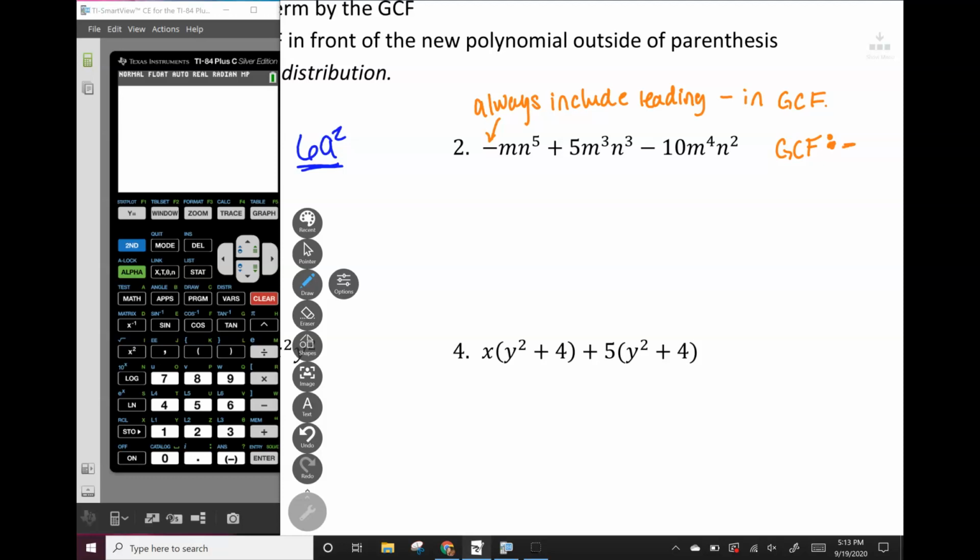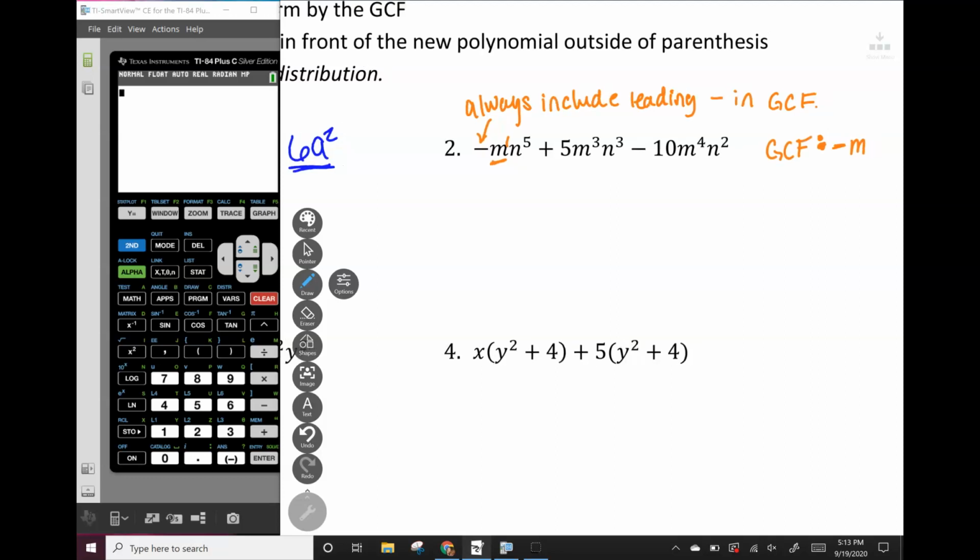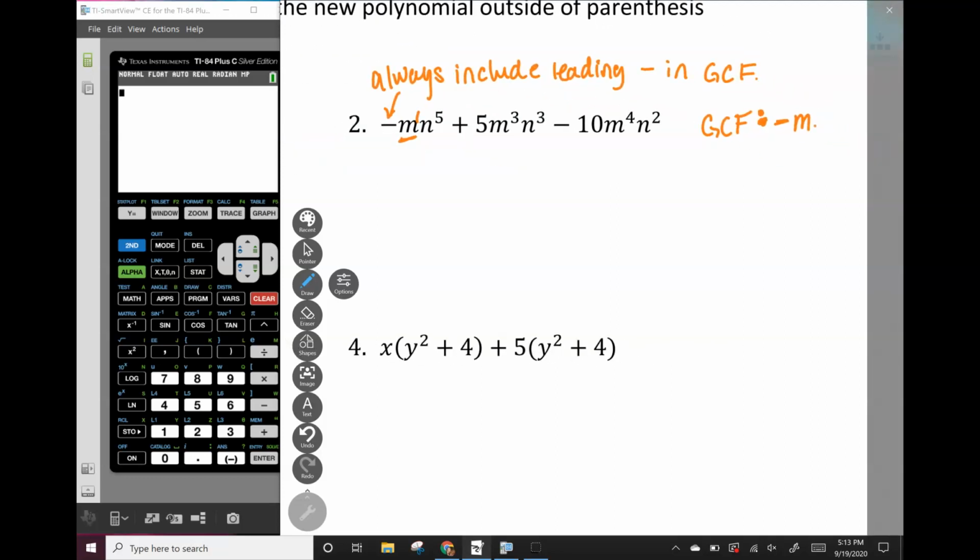Now our lowest exponent on the m is this one right here, m to the 1. Our lowest exponent on the n is 2, so we can only take out n squared. So now we're going to divide everything by -mn squared.